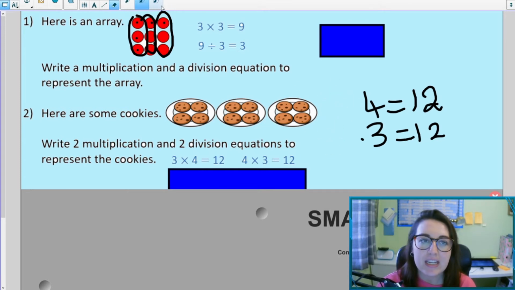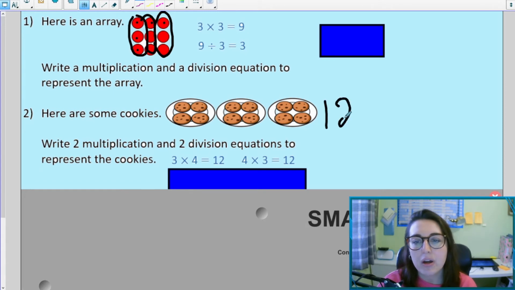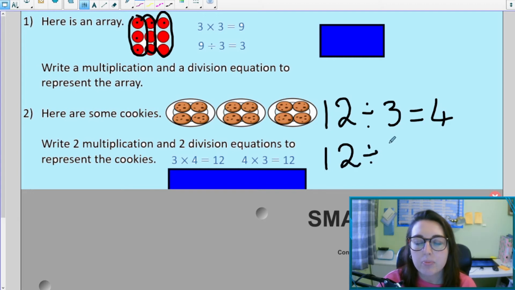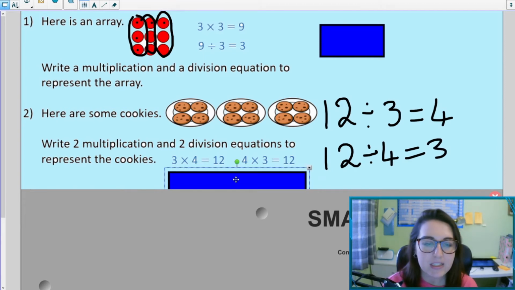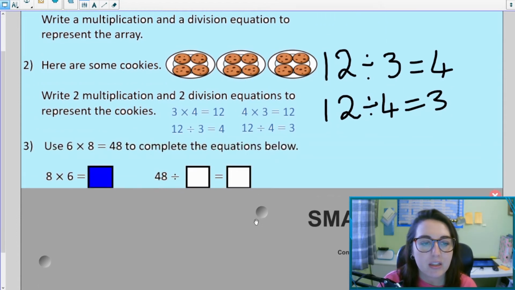Now the division sentences, we need to think about how many we start with. Well, I start with 12 cookies and I'm either going to share them between 3 people and each person gets 4 cookies, or I've got 12 people and I'm going to group them into groups of 4 and there are 3 groups in total. So they are the 2 ways of writing those sentences, and that is the 4 sentences that we can come up with from the cookies.